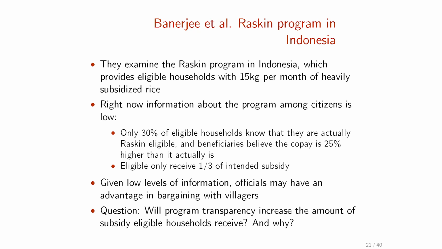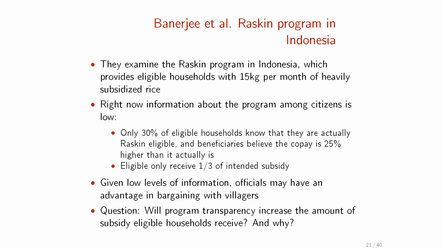They're looking at a program in Indonesia called the Raskin program. The Raskin program provides eligible households, which are poor households, with 15 kilograms per month of heavily subsidized rice. And that's a pretty terrible program. It's full of corruption. Much rice gets disappeared, and it goes to the wrong people. There are many reasons for that. But for whatever reason, the government likes this program, they're not going to get rid of it. So that's not on the table, but they want to try and make it better.